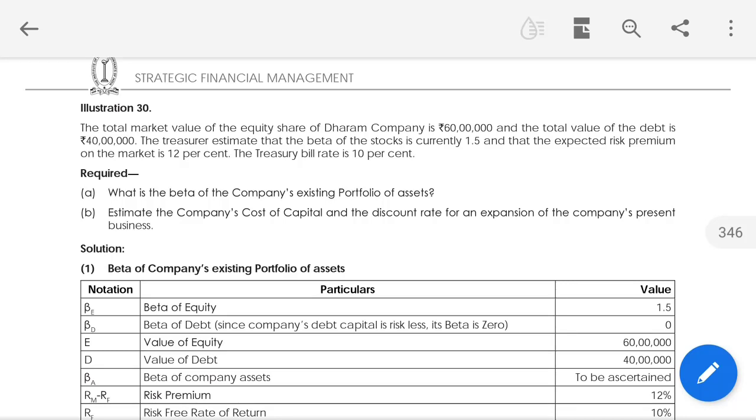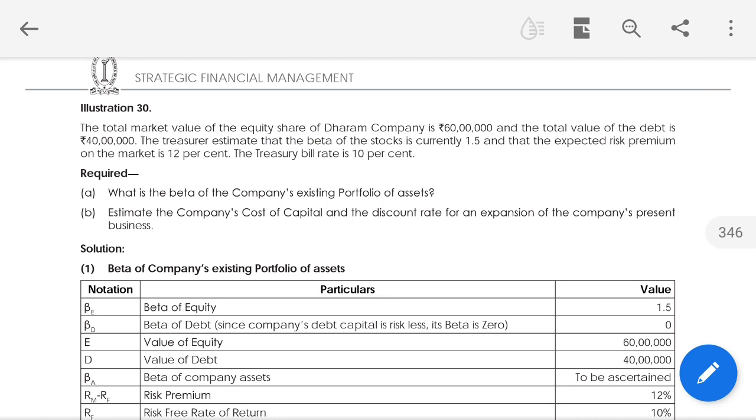SFM Chapter 8 Problem number 30. According to this question, the total market value of equity shares of Dharam Company is 60 lakhs and total value of debt is 40 lakhs. So from this we can understand that total liabilities of the organization is 1 crore. So liabilities is equal to assets. So total value of the company is 1 crore.